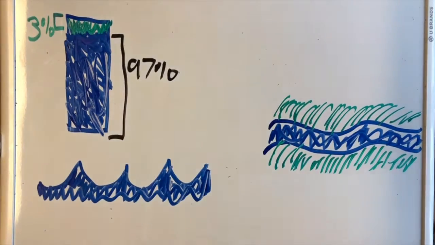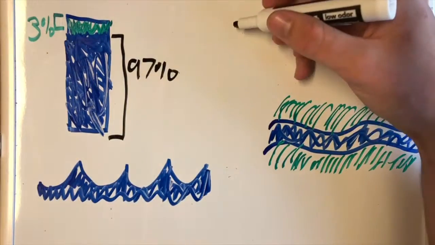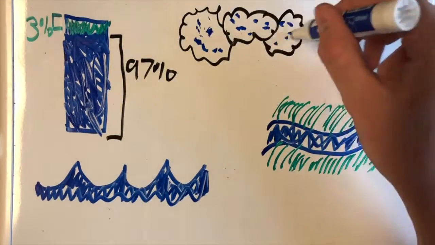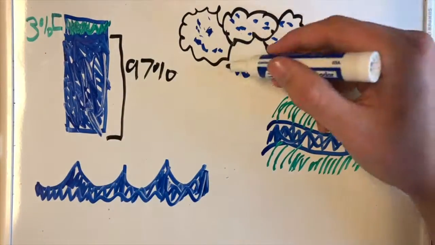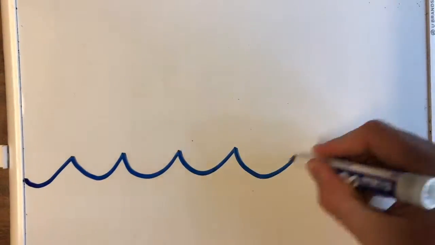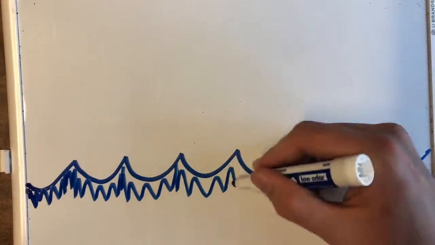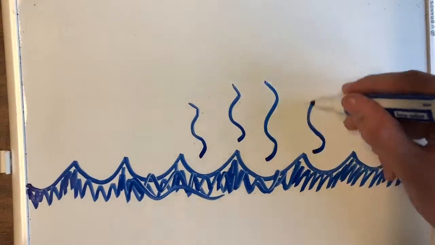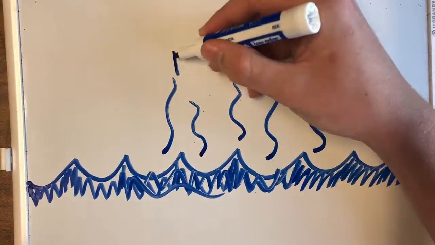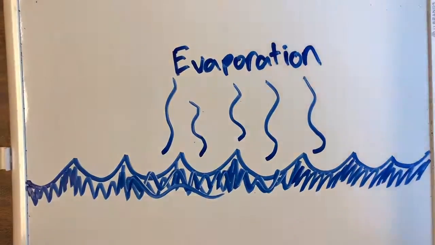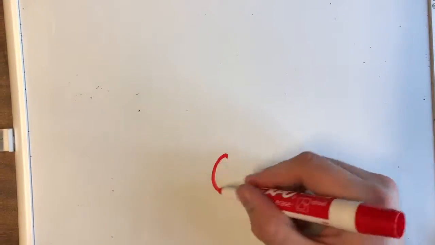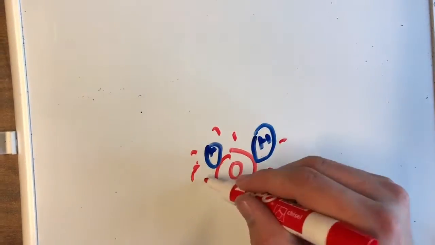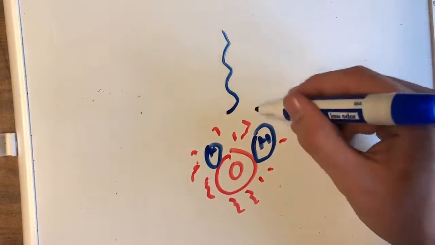The last reservoir is the atmosphere, which holds 0.001% of the water on Earth in the form of water vapor and clouds. These different reservoirs transfer water on a global scale known as the hydrologic cycle. The transfer of water from land or ocean to atmosphere is known as evaporation. This occurs when water molecules have enough energy to break attractive bonds and escape as water vapor into the atmosphere.